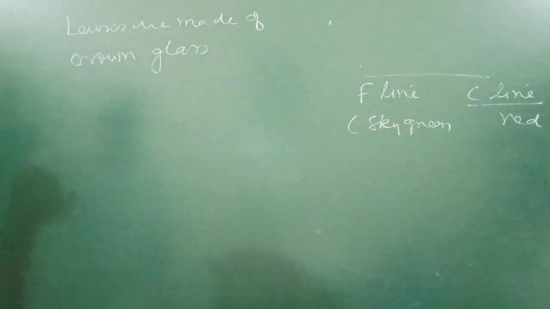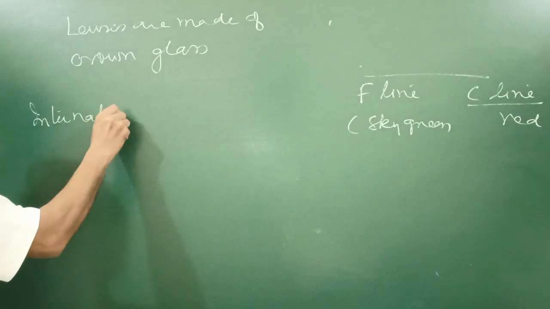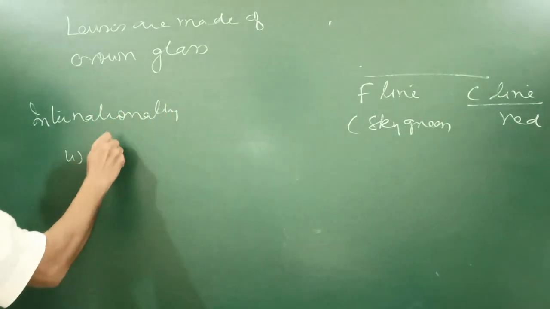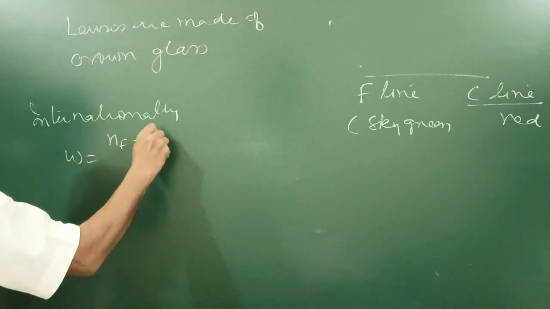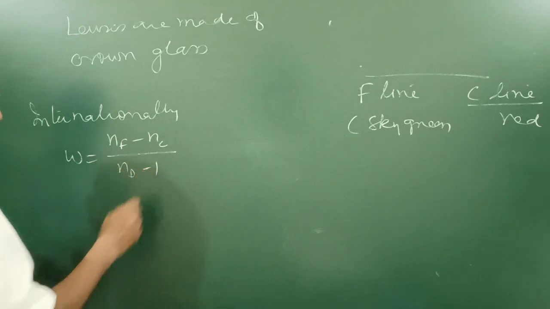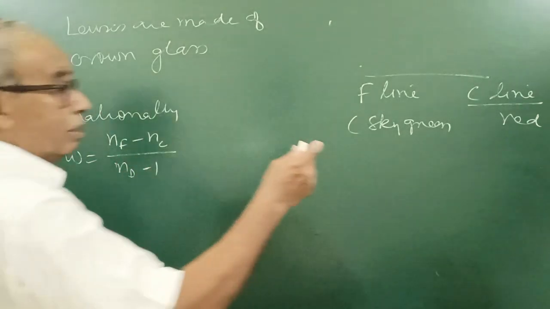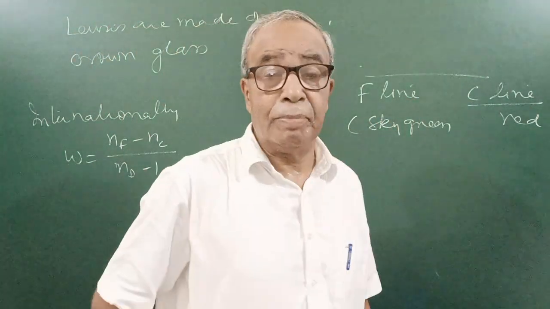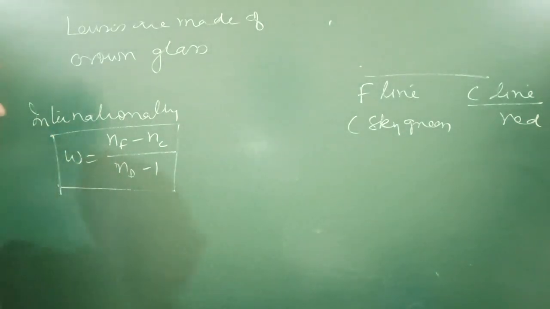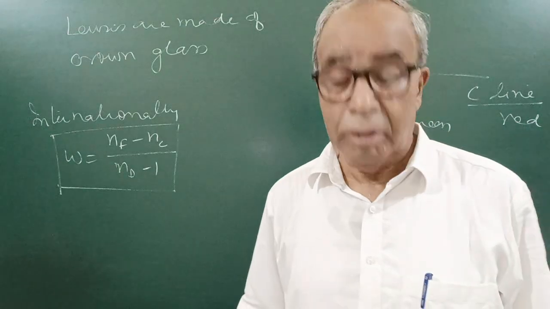So internationally, omega is equal to (NF minus NC) upon (ND minus 1). ND is the reference index for the D line, which is also present in the spectrum. So internationally we assume this. So this is something about the prism. Now some questions are to be done.